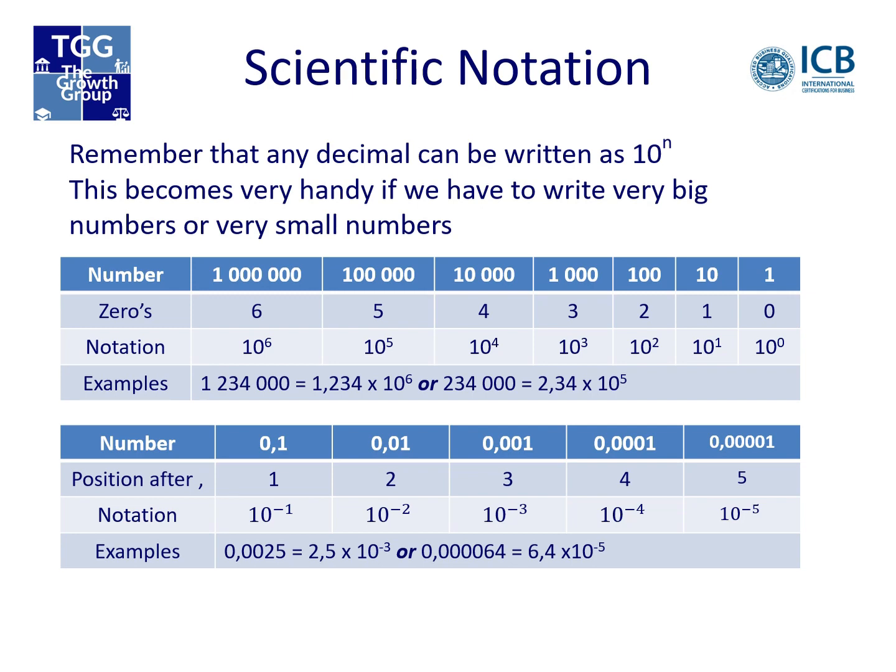So for example, instead of saying 0.0025, we can say it's 2.5 multiplied by 10 to the power minus 3, because we have just moved the comma 3 places to the right. Or 0.000064 we can write as 6.4 times 10 to the power minus 5, because we have just moved the comma 5 places to the right.